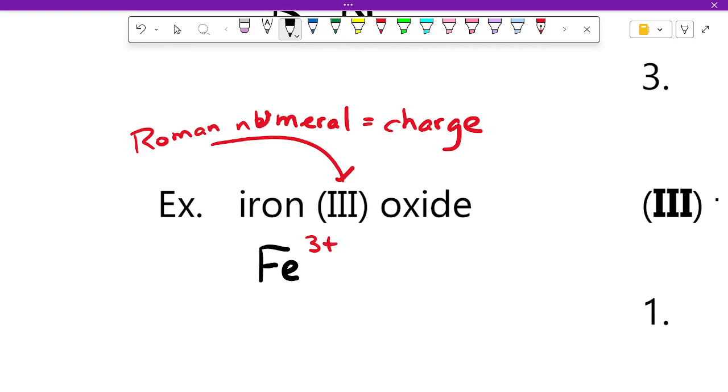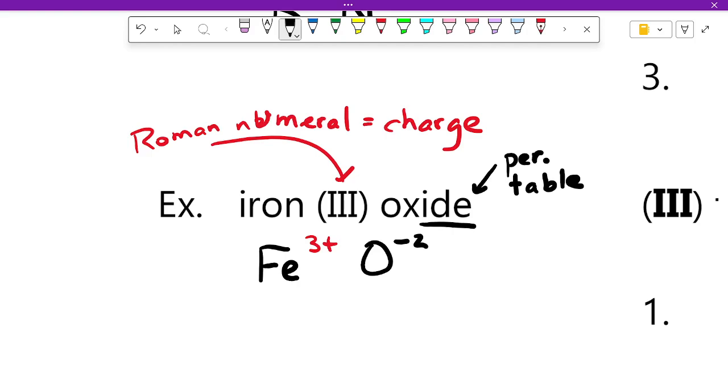Then you go and you can look up oxide. Is oxide going to be on your green sheet or is it going to be on the periodic table? Periodic table. Okay, so that's going to be O. What is the charge of O? -2. Do those equal? No.